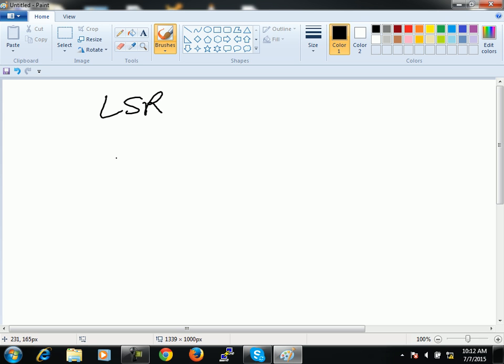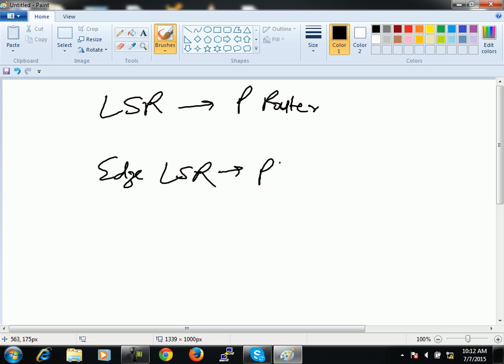LSR, edge LSR. This LSR is also known as P router. Edge LSR is also known as PE router. P means provider. PE means provider edge.